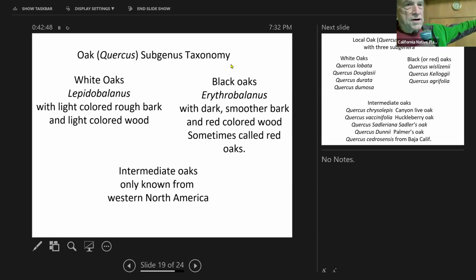Something that occurs on one of the white oaks will quite often occur on many of the other white oaks, but never on any of the black oaks or the intermediate oaks. Those on the intermediate oaks can occur on a number of species in that group, but never on the other two. Same for the black oaks. Typically they can occur on a number of species in that subgenus, but never on the others.